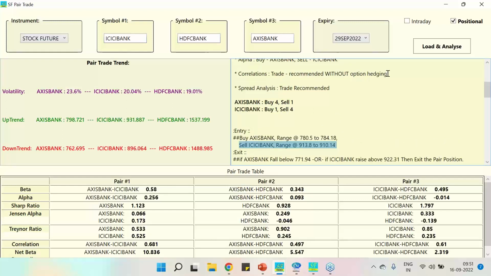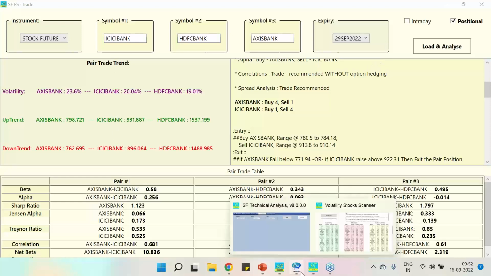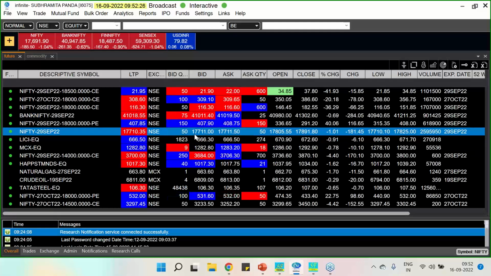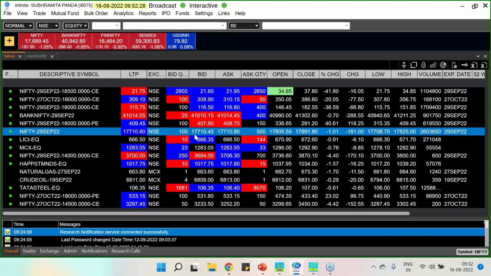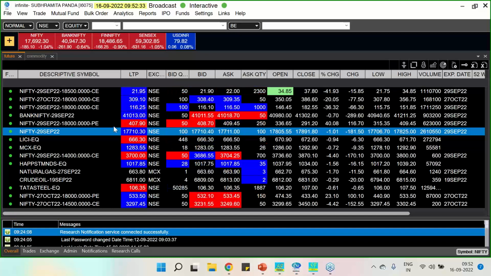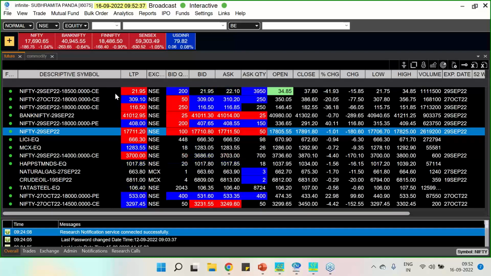Trade recommended without option hedging, because here correlation suggests that even if you do not hedge this position, it is well appreciable. Now the contract value, or SEBI will not agree. So what we have to do? Contract value is a multiple of 20 or 25 for Bank Nifty and a multiple of 50 for Nifty. Both contract values should be the same. If they are not the same, we have to increase or decrease the lot size, and bring it to the same level. That is how we make it equal.